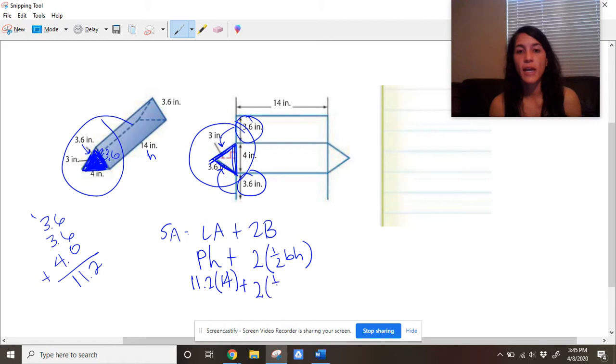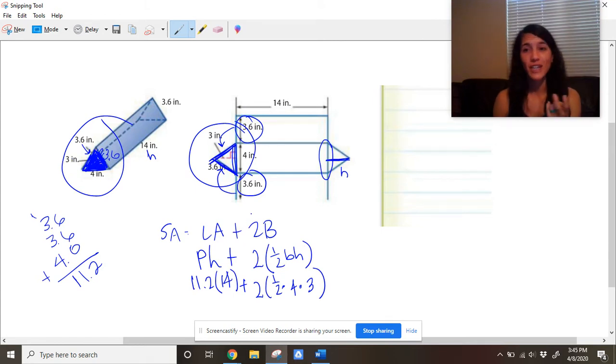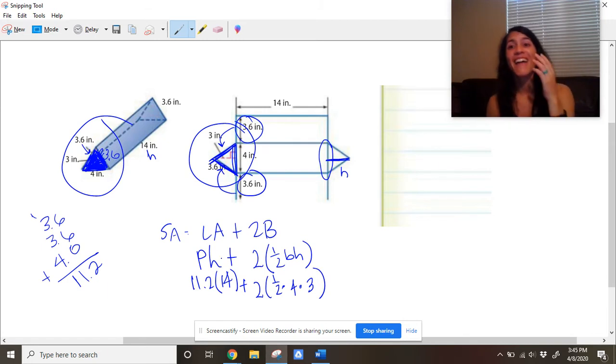Plus 2 times 1/2. The base of the triangle, again, these are the base area. So the base of the triangle would be this line, which is 4. And the height of the triangle is this line right here, which is 3. And that's what that told us. And if you look over here, I kind of covered it up, but the base is 4 and the height of the triangle is 3. So there are 2 h's, but they mean 2 very different things: the height of the prism and the height of the triangle.